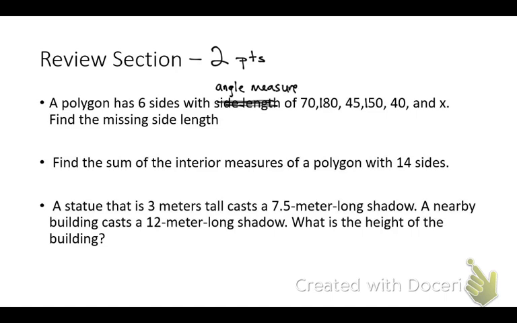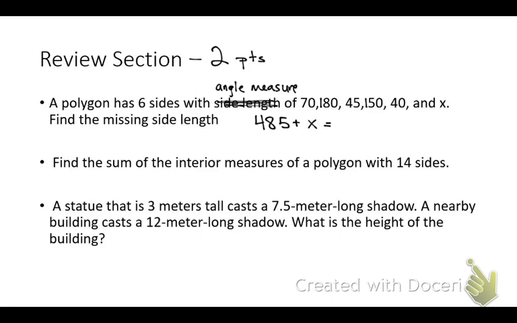How could I do that? I just heard somebody say it. How could I do it? Add them all up. So let's do it. 70 plus 180 plus 45 plus 150 plus 40 gives me 485 plus x, but I need a total. Does anybody remember? 720. Yes.